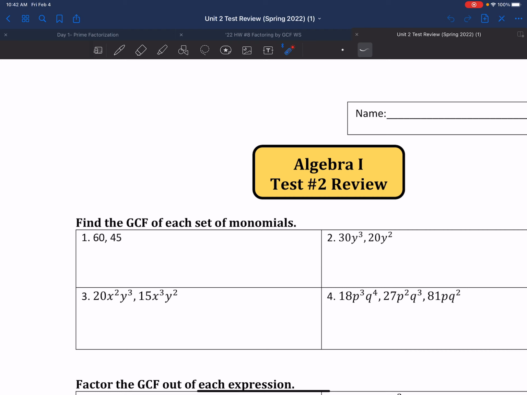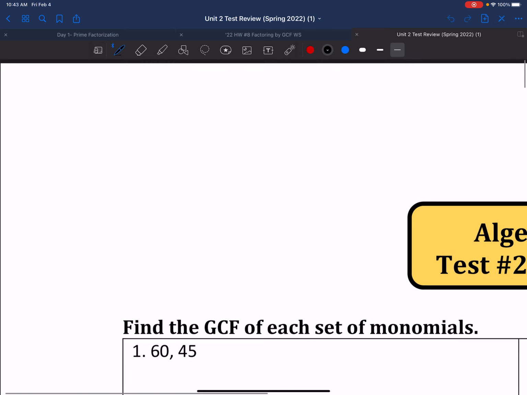It says find the GCF of each set of monomials. Remember, monomials are dealing with one term. So we have a set of monomials, meaning that we have one term here and one term here. They both don't have any variables, they're just actual numbers. So what is the highest number that goes into 60 and 45 at the same time? If you can't just see it, my recommendation is to just draw that factor tree.